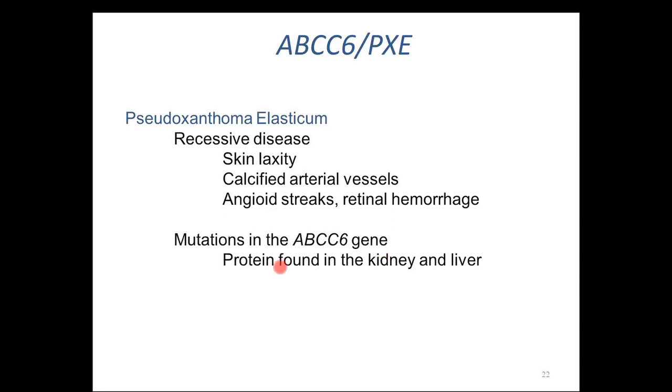Now the transporter that we call ABCC6 that causes PXE is mostly found in the liver and in the kidney, but as you can see, these manifestations are out in the skin, in the blood vessels, in the eye, in the heart, and so we're really at a loss to explain why this transporter in the kidney and the liver has these manifestations out in other organs.